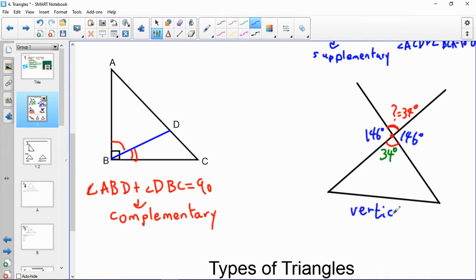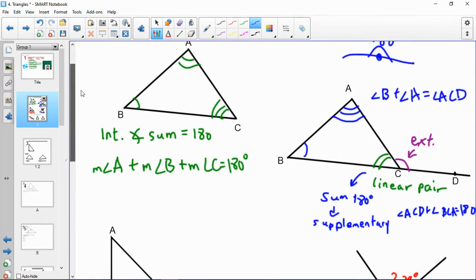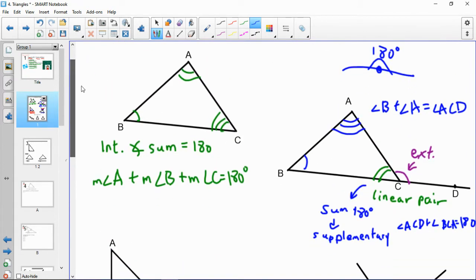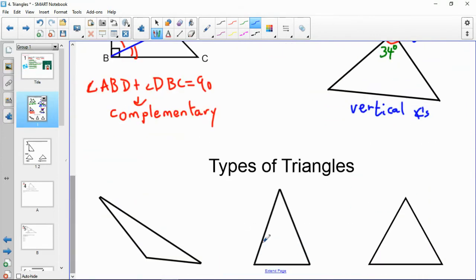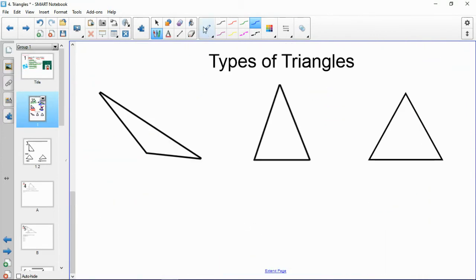So vertical angles is a very powerful tool for you to use because it always leads to things being congruent, so it lets you find numbers rather quickly. So this talks about the angles, the basics of angles in a triangle. And now we're going to work on the differences in sides of triangles.